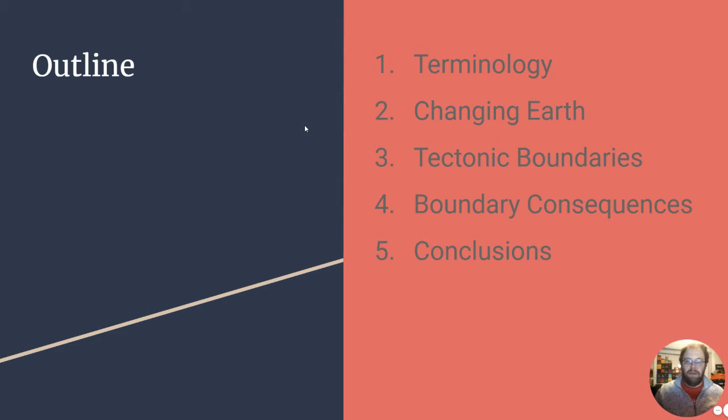Here's kind of the outline of what we're going to talk about. We're going to talk about some terminology, how the Earth changes, where these boundaries are of these tectonic plates, what are the consequences of these boundaries, and then we'll draw some conclusions.